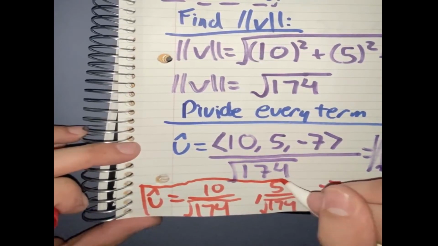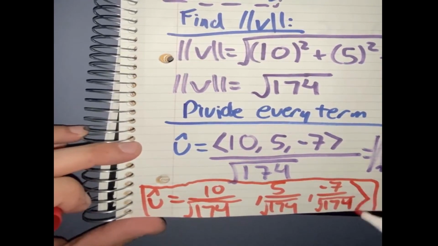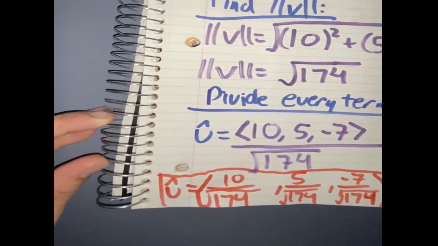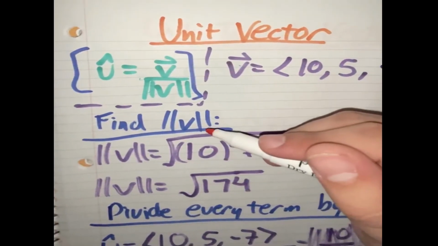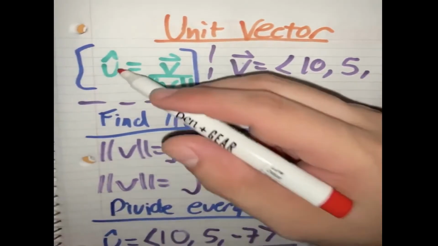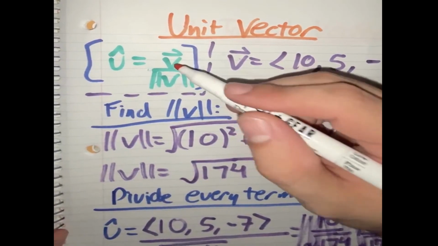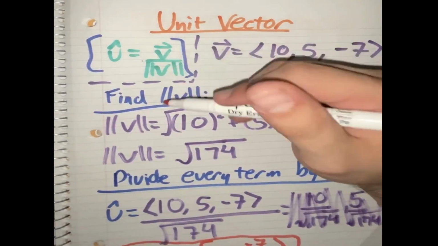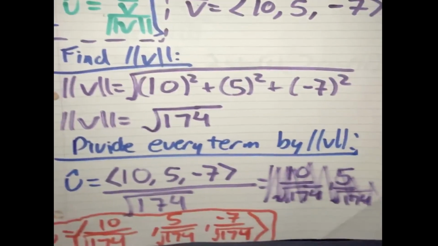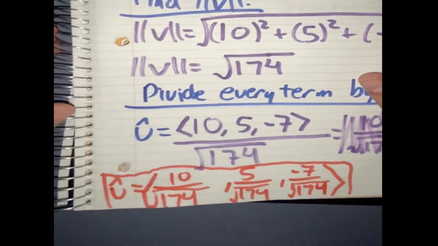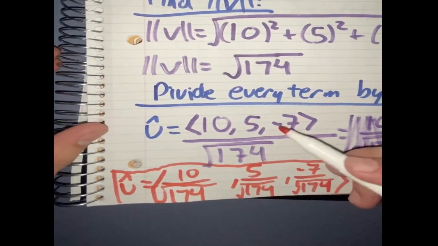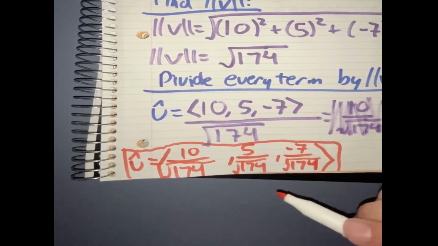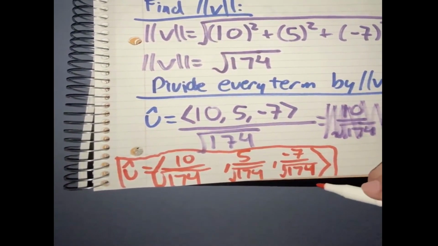Don't forget the vector notation like I did. But that's basically what a unit vector is. So easy, right? We have this formula right here. Very straightforward. Vector v divided by the magnitude of vector v. Every time you're asked to find a unit vector, you take the magnitude of the vector and you divide every term by the magnitude of that vector. In doing that, we got 10 divided by the square root of 174, 5 divided by the square root of 174, and -7 divided by the square root of 174.